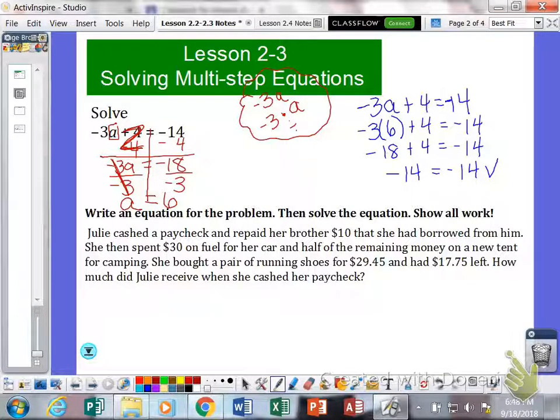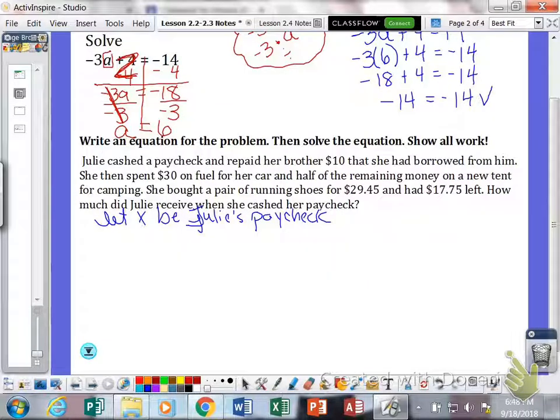Okay, so Julie cashed her paycheck. So we're going to let X be Julie's paycheck. So the variable I'm going to use is X, and it's going to represent Julie's paycheck. Julie got paid X. So there's her paycheck. That's how much money. She repaid her brother, which means she's losing $10 that she's going to give to her brother.